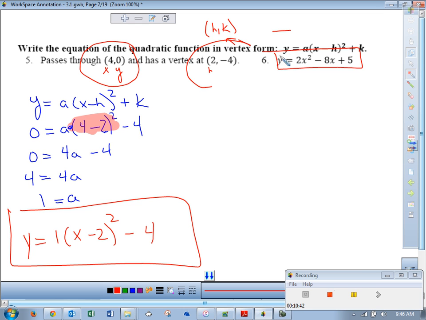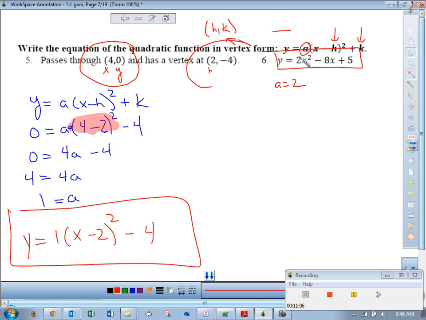Would you believe in vertex form you need to know two things? You need to know the vertex, obviously, and you need to know the a value. That's all you need to know. Question for you. Do you know the a value? When it's in standard form, do you know the a value? What's the a value? A is 2. So why don't we write that down? A is 2. Cool.